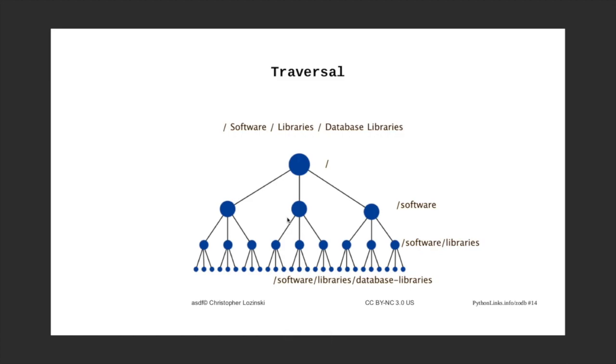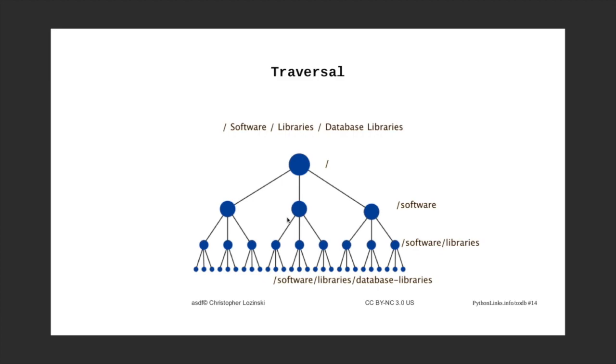What most people using ZODB use is traversal. So this would be Plone, Pyramid, Cromlech. That's what I'm doing. We use traversal. So we have some URL, and it's just so natural to map that URL into a tree of objects. The root object is slash. If you go down to the right, you've got slash software. Down to the right further, slash software slash libraries. All the way in the bottom right corner, slash software slash libraries slash database libraries.